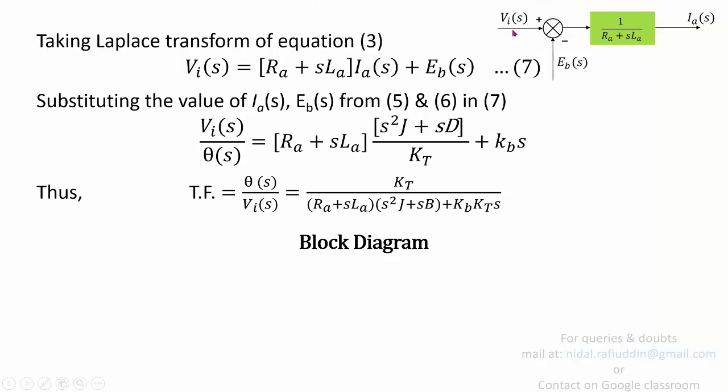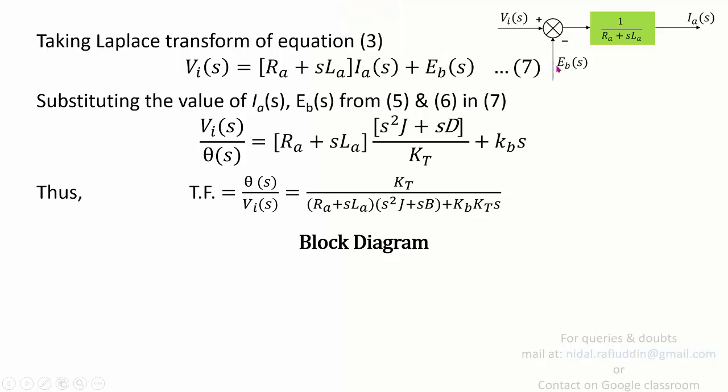So the block diagram representation of equation 7 is given here. Subtraction or addition will always be done using a comparator. If you look at this comparator, you give VI with a positive sign and EB with a negative sign, and you get an output from this comparator as VI minus EB. If you multiply this difference by the expression 1 over RA plus SLA, that is, divide by RA plus SLA, you get the current IA. So I guess this explains how to obtain the block diagram from equation 7.